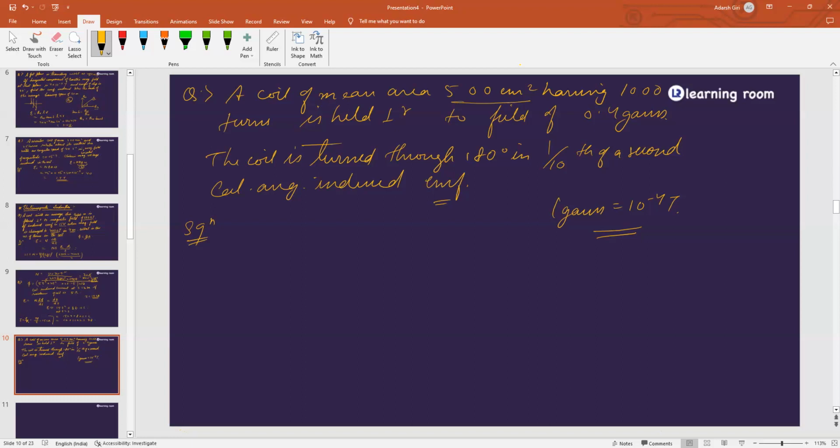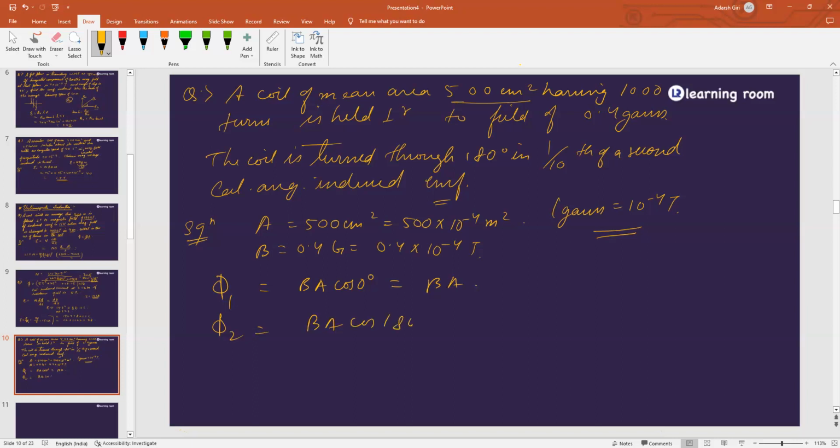All right, see here. So basically, we have area as 500 centimeter square. So we can convert it into 500 into 10 to the power minus 4 meter square. Then we have magnetic field 0.4 Gauss. That is 0.4 into 10 to the power minus 4 Tesla. So initial phi 1 is BA cos of 0 because it is perpendicular. That is BA only. Phi 2 final, it is turned to 180 degree, so BA cos of 180 degree.